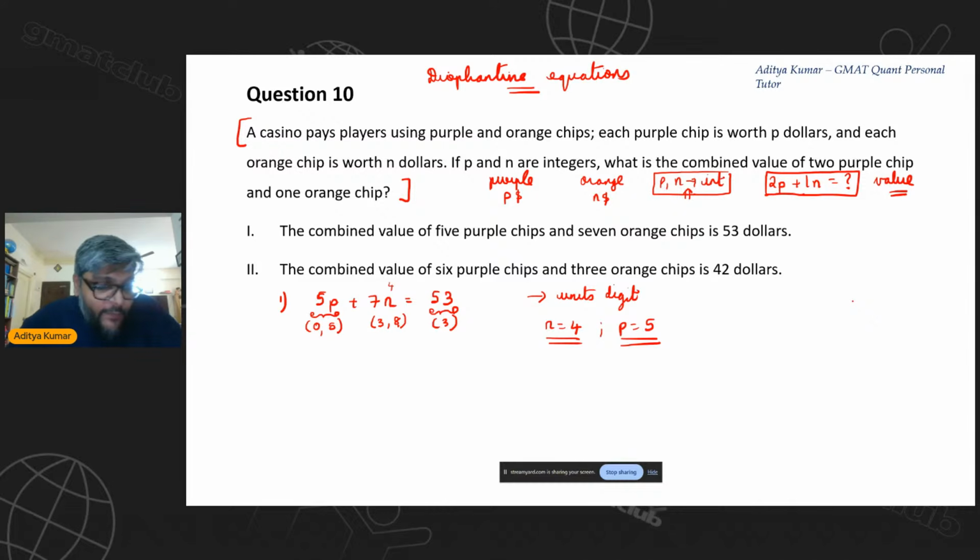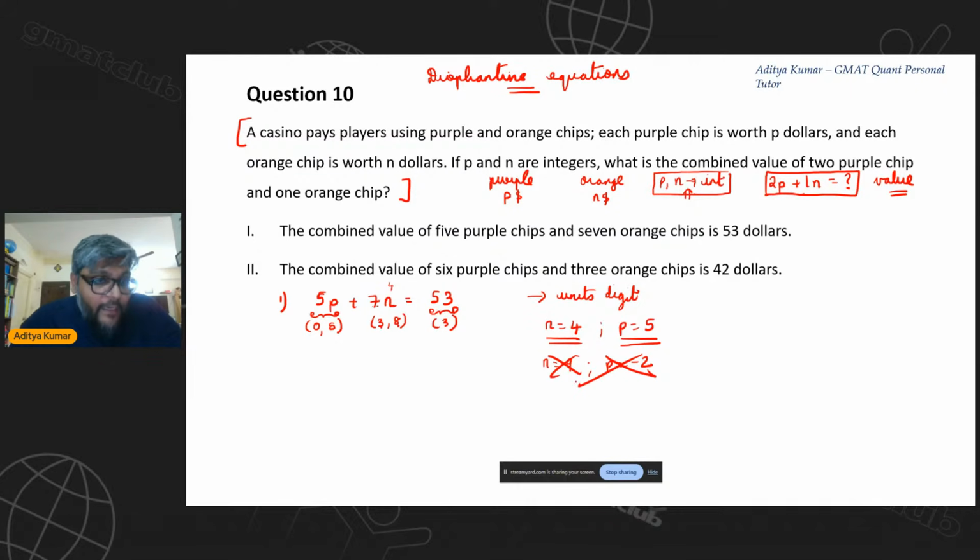Here it's very easy for me to find out whether there's another solution or not. So I'll ask myself, the other possibility is 7n has to end with a 3. If 7n has to end with a 3, then n has to be a 9. But if n is a 9, 7 nines are 63. 53 minus 63 will be minus 10. If 5p is minus 10, p will be minus 2. But I cannot have a negative value for cost. So that's not possible.